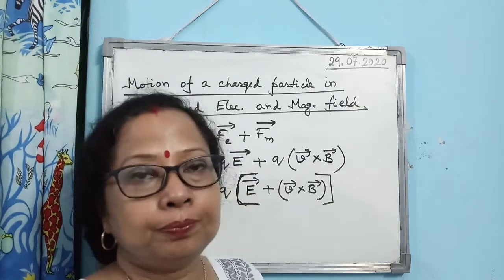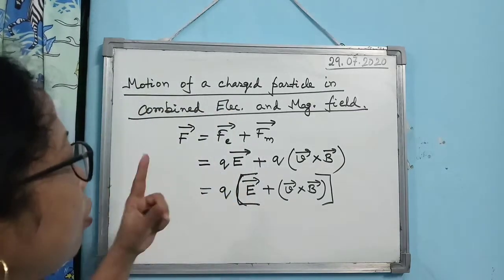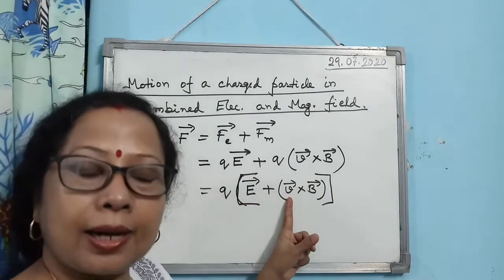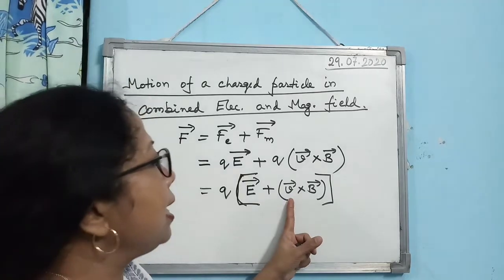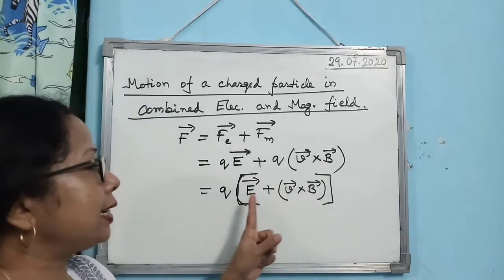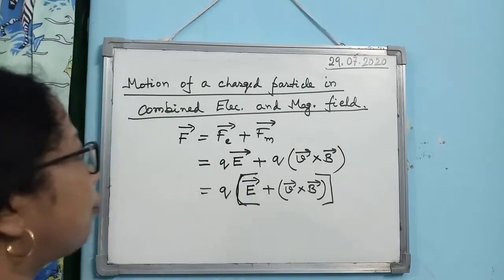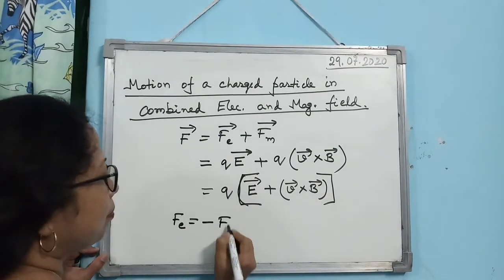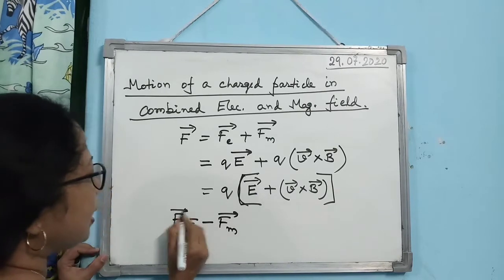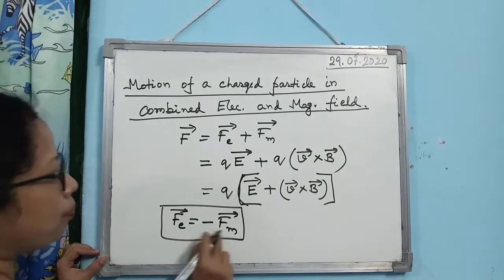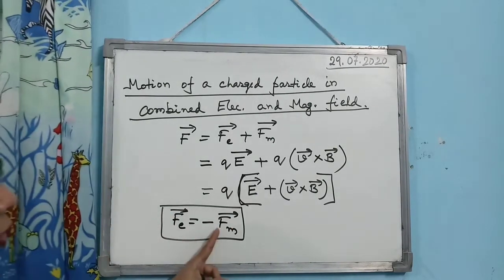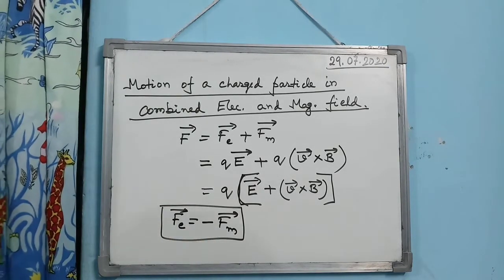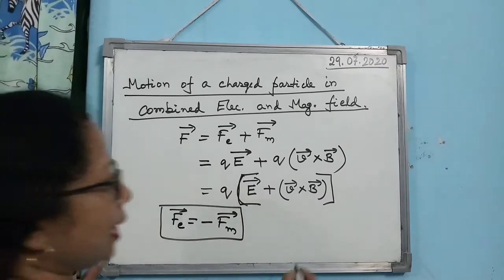Alright. Now suppose you have chosen the direction of velocity of the charged particle, direction of B and direction of E in such a way that Fe and Fm are equal in magnitude and opposite in direction. Just you see how I have written Fe is equal to minus Fm. Alright, just you consider this case.